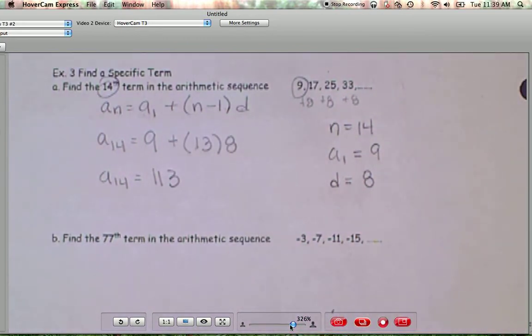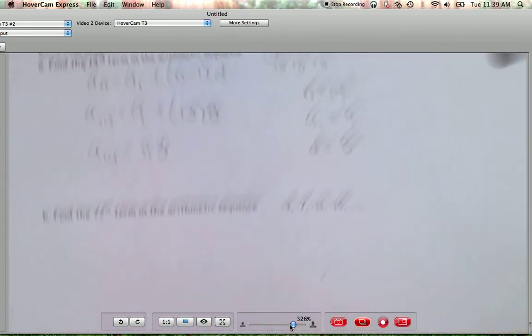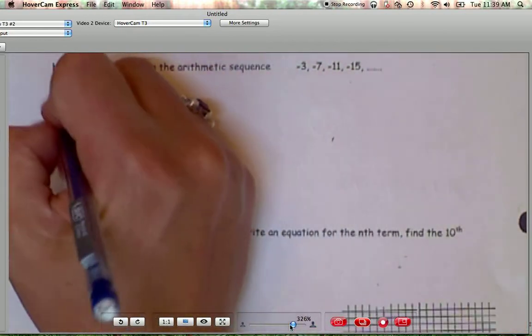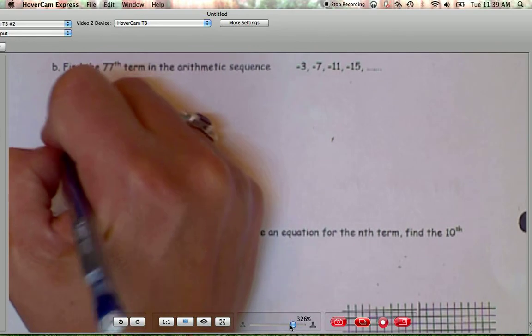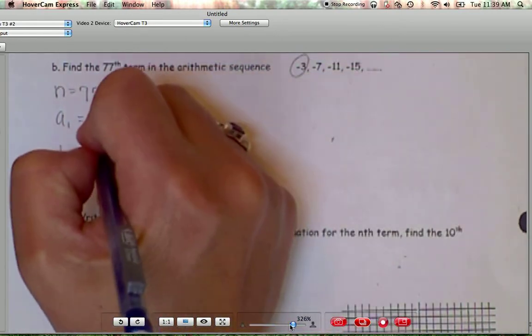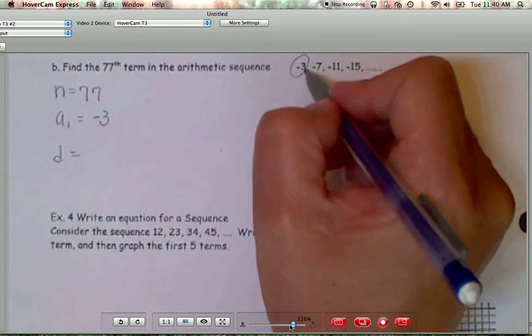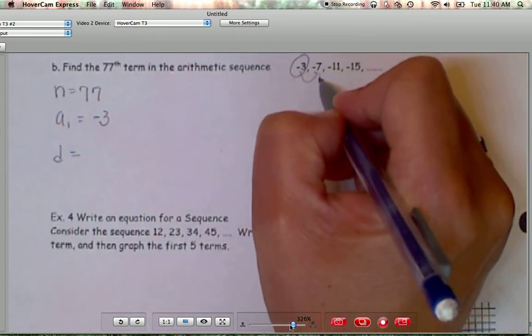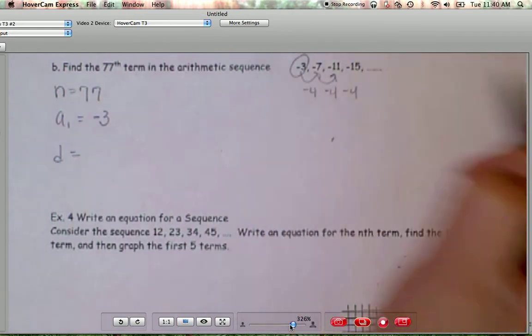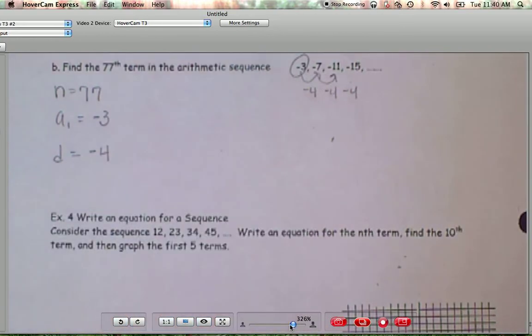Would you really want to have to do this 73 times to get to the 77th term? Absolutely not. So if we want to find the 77th term in this arithmetic sequence, you need to know n is 77. You need to figure out what the first term is and what the common difference is. So what will the first term be? Again, that's pretty easy, -3. And the common difference, what are we doing to -3 to get to -7? What are we doing to -7 to get to -11? We are subtracting 4 each time. So the common difference is subtracting 4.